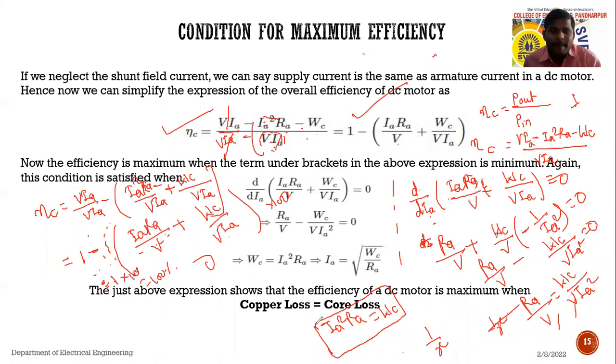What is IA square RA? Which loss? Copper loss. And WC is nothing but constant loss, right? So we get the maximum efficiency when copper loss is equal to core loss, or copper loss is equal to constant loss, or we can call it variable losses equal to constant losses. Then we will get the maximum efficiency.